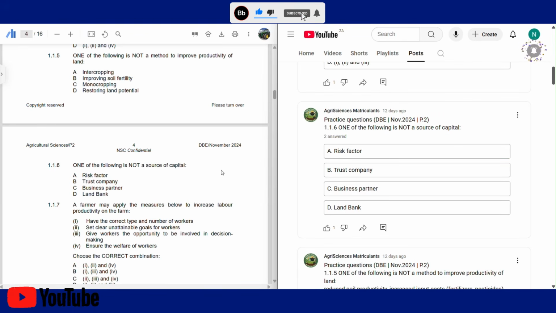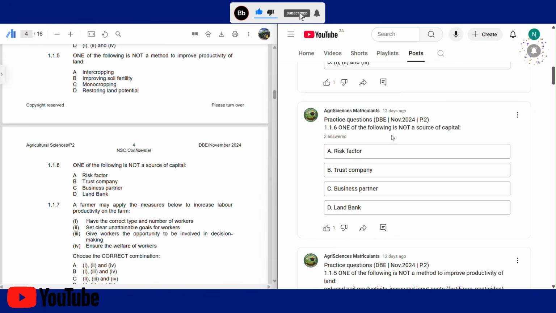1.1.6. One of the following is not a source of capital. Okay, sources of capital. We're going to be playing with that. So A, risk factor. B, trust company. C, business partner. D, land bank. Okay, sources of capital. Land bank, yes. Business partner, yes. Trust company, yes. Risk factor, no. Risk factor is not a source of capital. I don't know what it is, but it's not a source of capital.